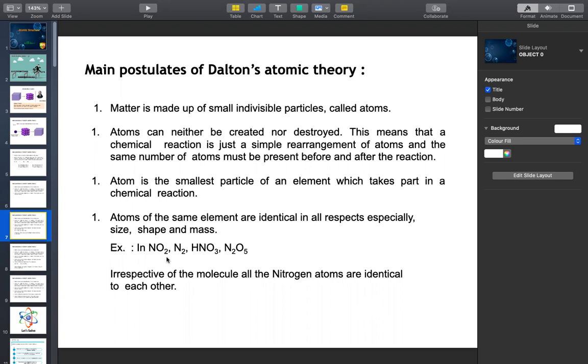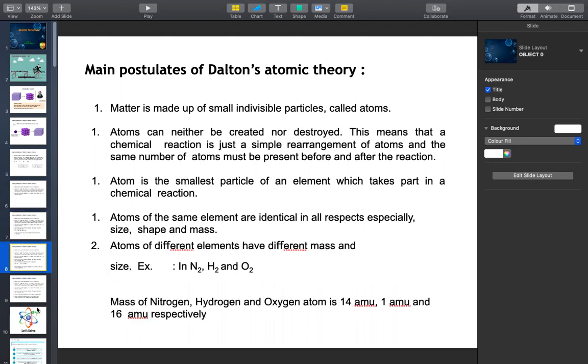They said no matter whatever NO2 is or N2 is or HNO3 or N2O5, nitrogen is the same in all the cases in terms of size, shape, and mass. That was his theory. The next theory was that atoms of different elements have different mass and size. Like N2 and H2 will always have different size and mass. So the mass of nitrogen, hydrogen, and oxygen will all be different.